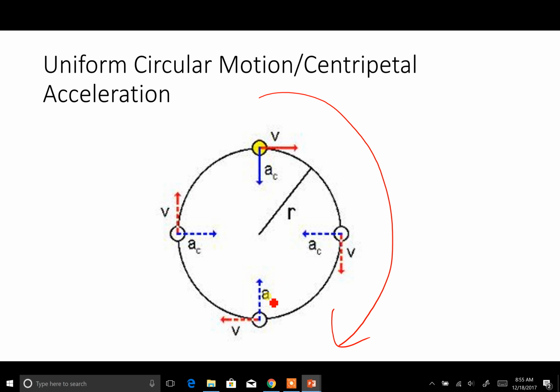Let's say that this is maybe a ball on a string, and the ball gets to this point and the string breaks. Well, the instantaneous velocity at this point is directly to the left. So if the string were to break at this instant, the ball would move off in a straight line to the left.